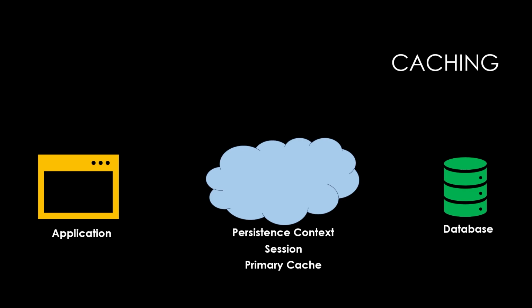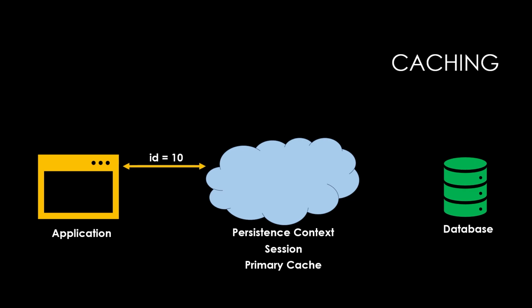If you remember, the last time I mentioned that this is our application, then this is our database, and between them sits the persistence context, which is related to a particular session. Your session will start, the persistence context will start, your session will close, this will also get destroyed, and we call it the primary cache also. Yeah, this is enabled by default in every Hibernate code.